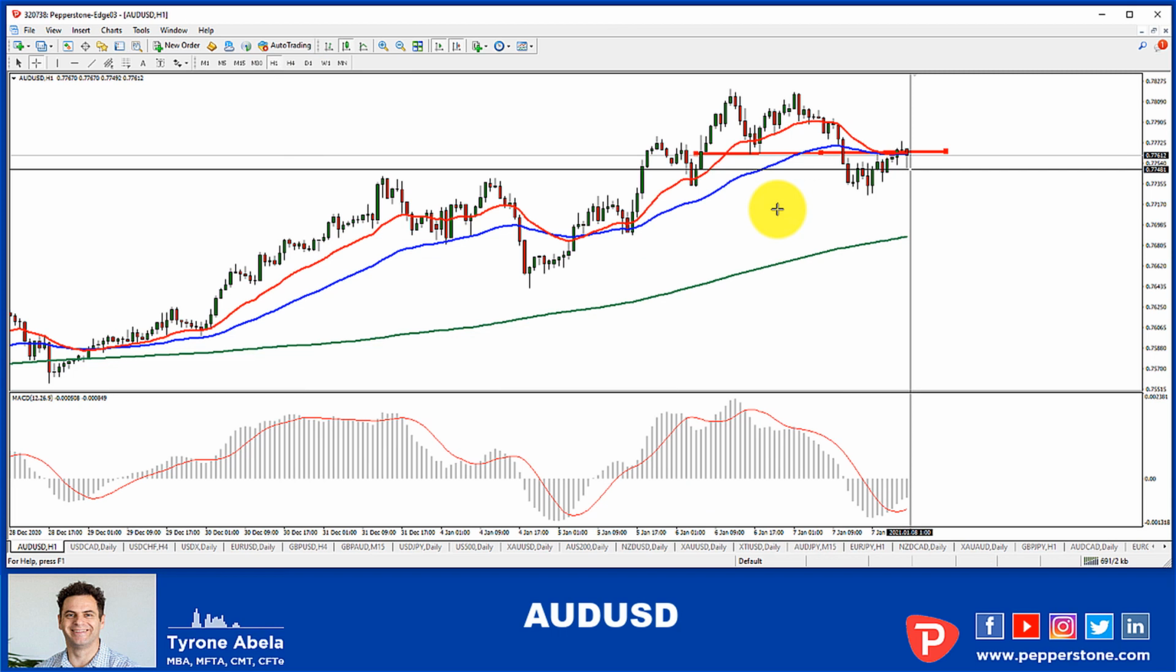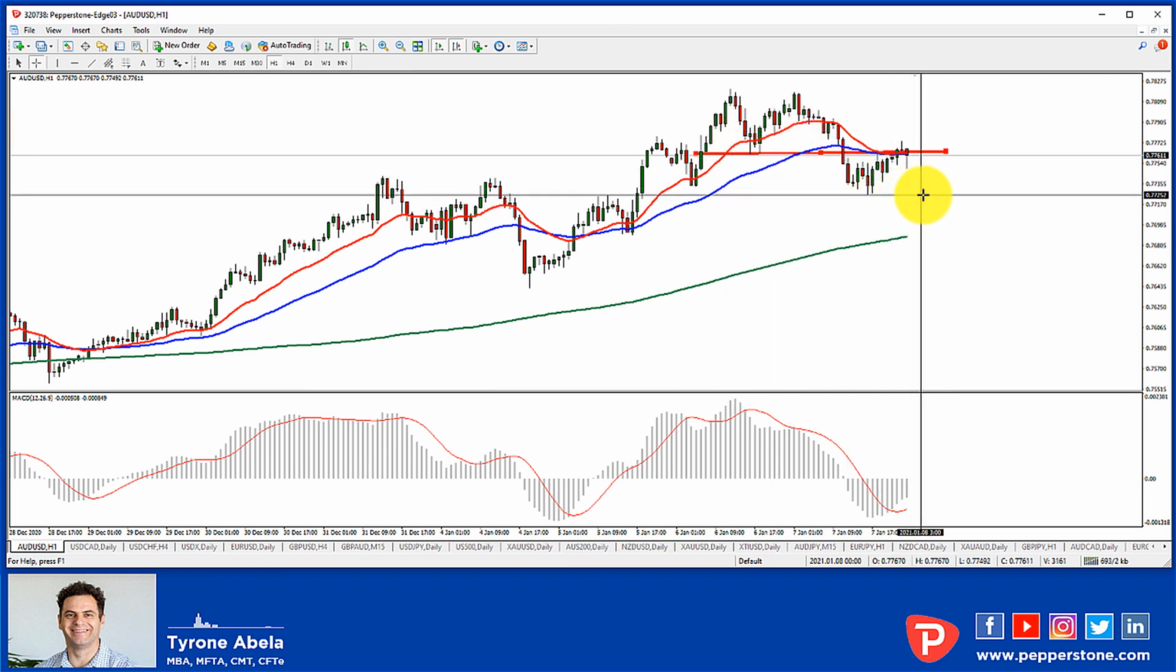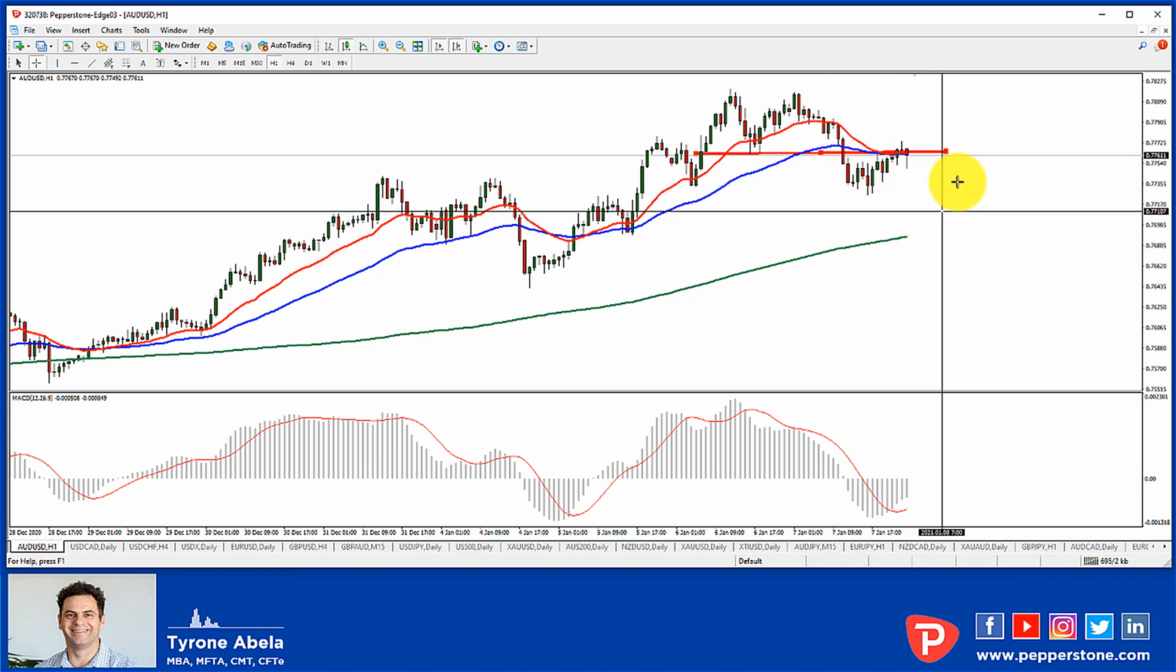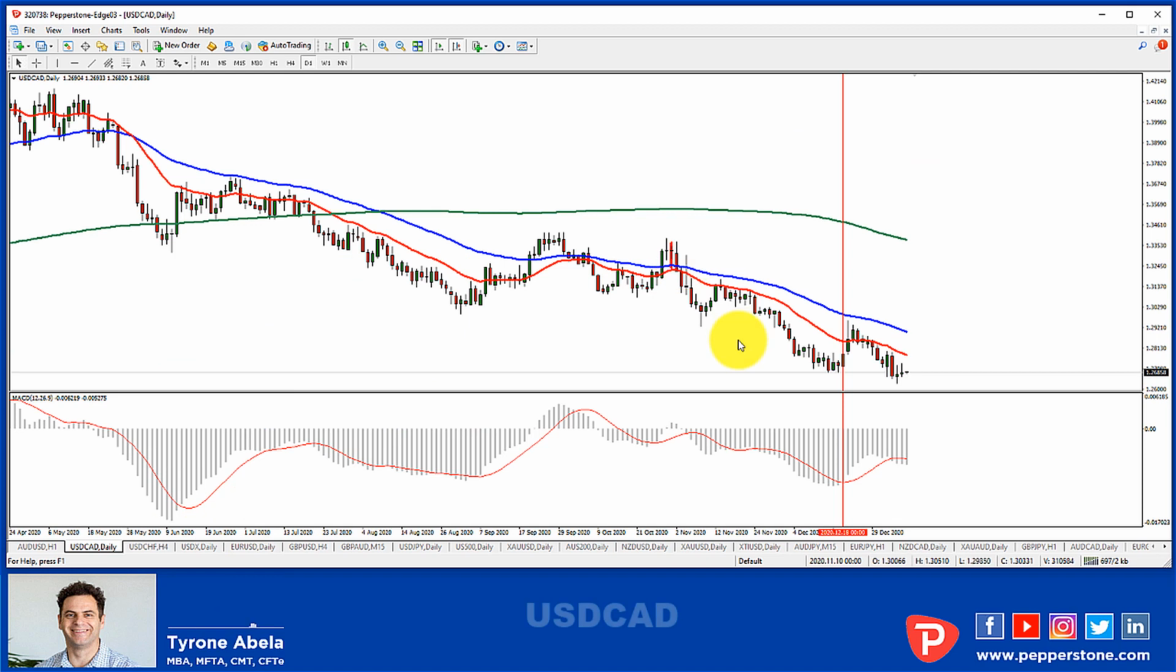But we need the confirmation on the 1 hour that we're definitely in a downtrend. A break of the 77.20 would tell us that, and then we'd be looking for that weakness to the 20 moving average. All right, we'll move on to the US dollar CAD.